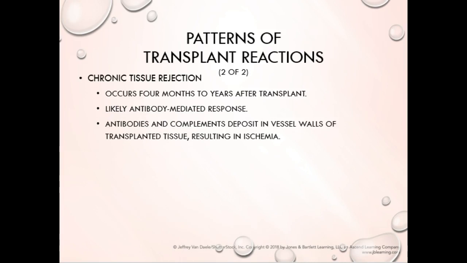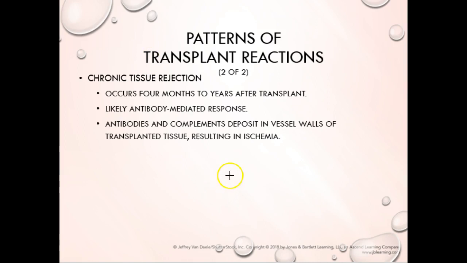A chronic tissue rejection would be 4 months and above. So once again, there's your specific time frame. This is most likely an antibody-mediated response once again. Those antibodies and the complement cells will deposit in the vessels of the transplanted tissue. That will cause a decrease in the blood supply to that tissue. It's almost the same process as hardening of blood vessels.